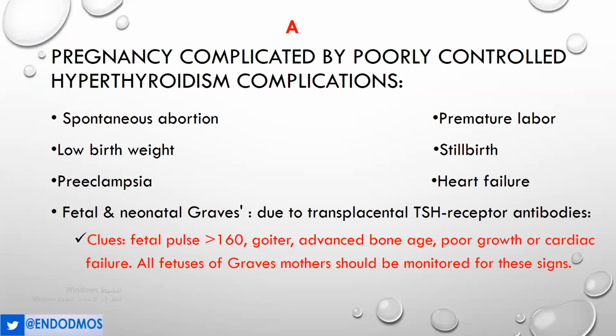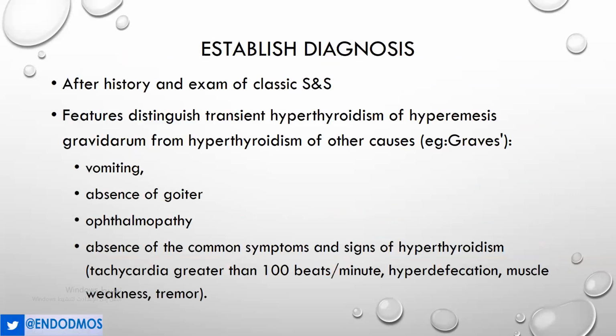Let's discuss pregnancy complicated by poorly controlled hyperthyroidism. It includes spontaneous abortion, low birth weight, preeclampsia, premature labor, stillbirth, heart failure, and fetal and neonatal Graves due to transplacental TSH receptor antibodies. Usually the clues in clinical practice include fetal pulse more than 160, goiter, advanced bone age, poor growth, or cardiac failure. All fetuses of Graves' mothers should be monitored for these signs. And to establish the diagnosis, you have to take a proper history and examination for classic signs and symptoms.